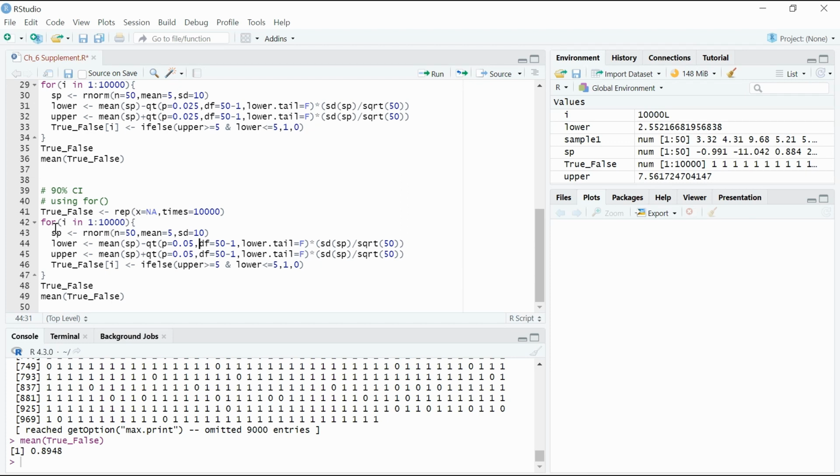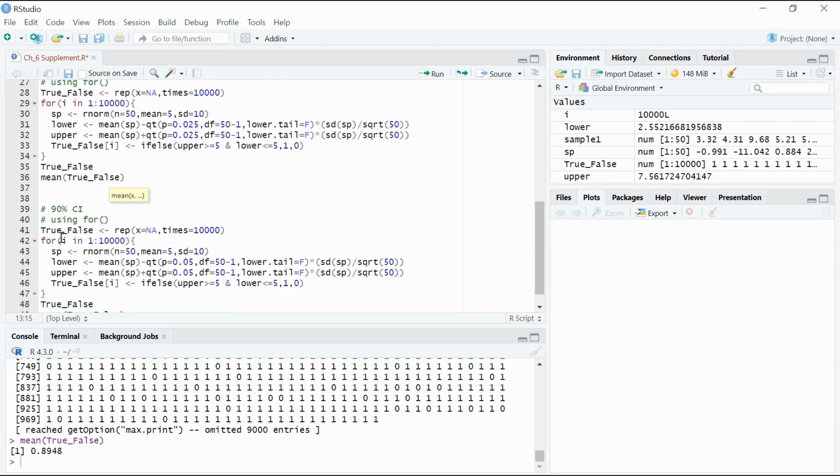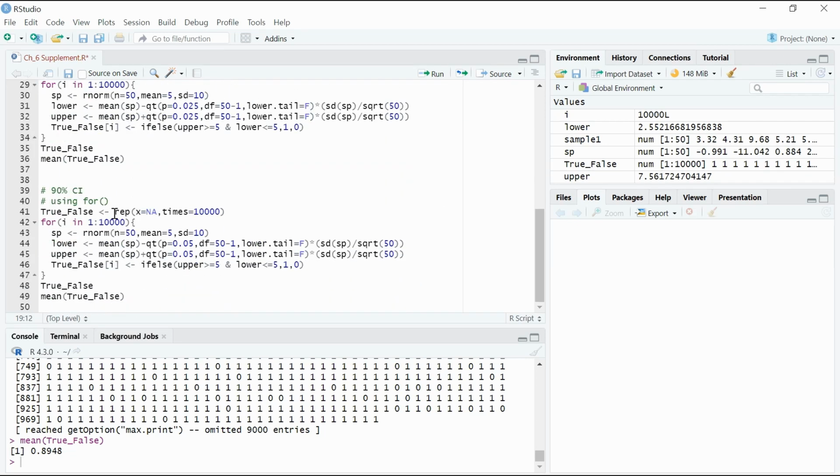Let's say again, out of the 10,000 experiments, 9,000 were successful in including the population mean mu between the lower and upper bound, which means that we got the 95% confidence interval this time. So this is how we simulate a confidence interval and check whether we really made a 95% confidence interval or a 90% confidence interval. It is just based on the percentage value of each simulation.